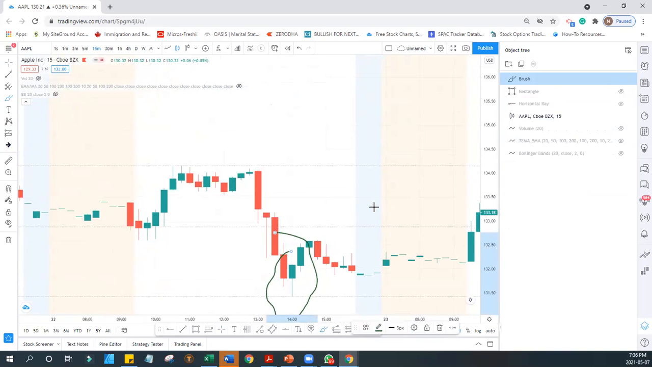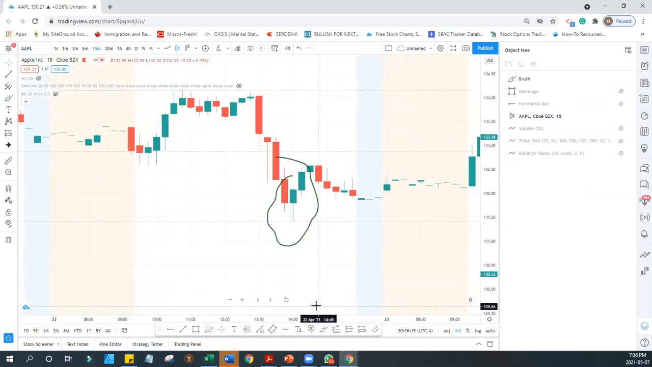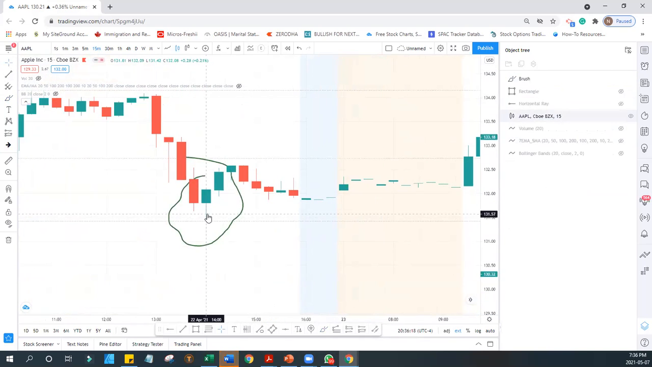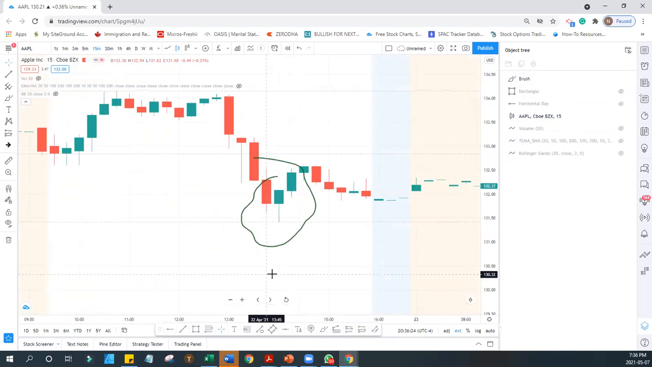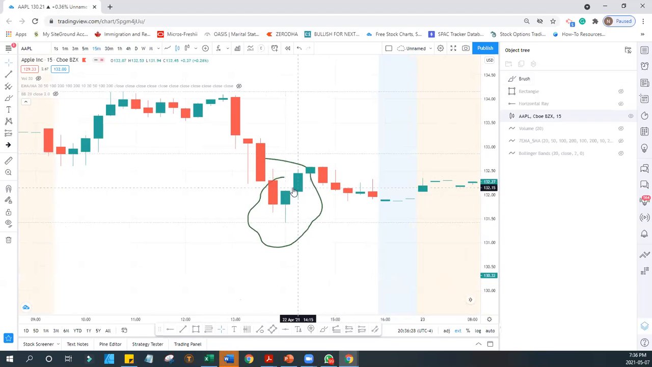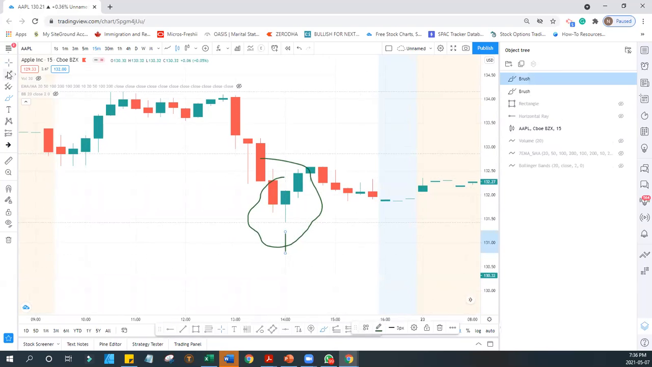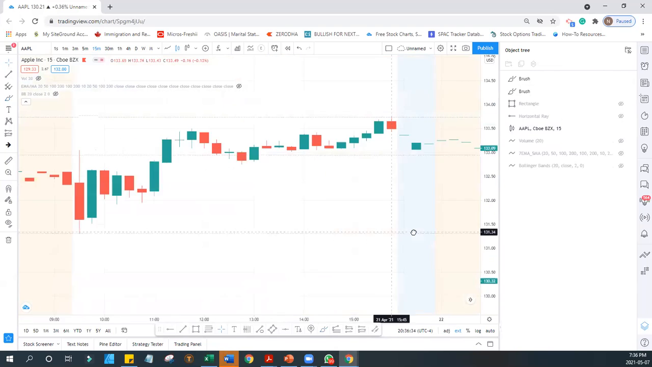Hammer? This one? Is it kind of a hammer? But the side one is a bearish one. No, don't worry about the side. I'm talking about only one candle. I'm not focusing on any other candles today. That one is bullish.